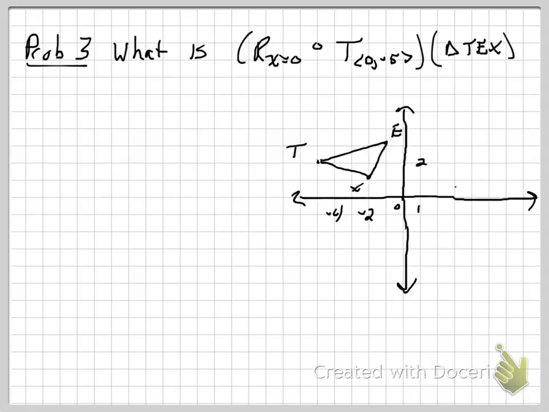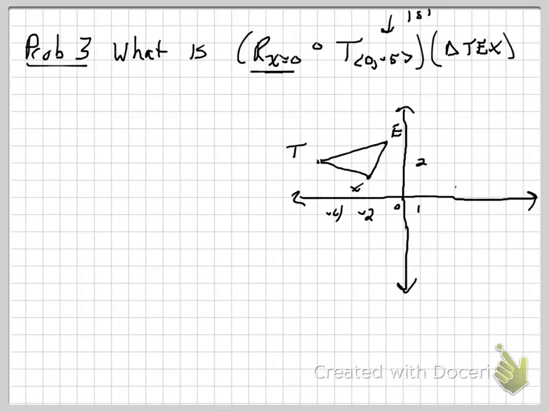In problem 3, it wants to know what is a reflection over x equals 0 following a translation of 0, -5 of this triangle. So what I want to do is do the translation first, because that means following. Again, that circle means following. So let's translate 0, -5 first. It means 0 on the x-axis and -5 on the y-axis. So we're going to go down 5.